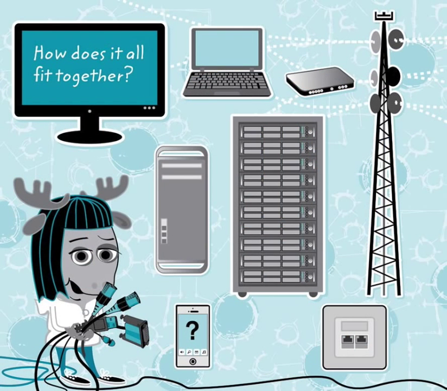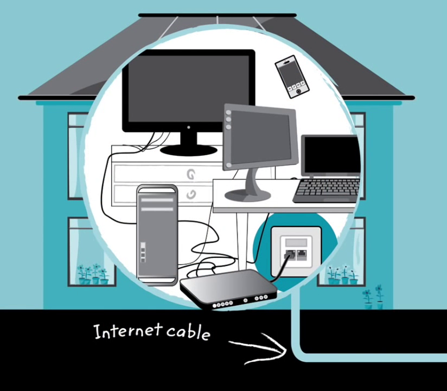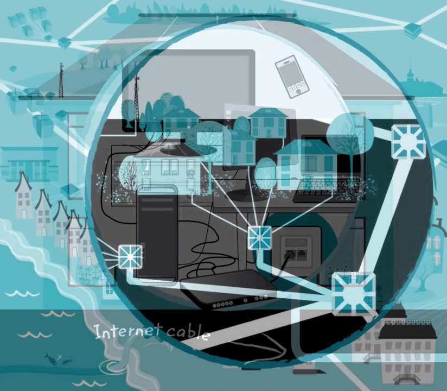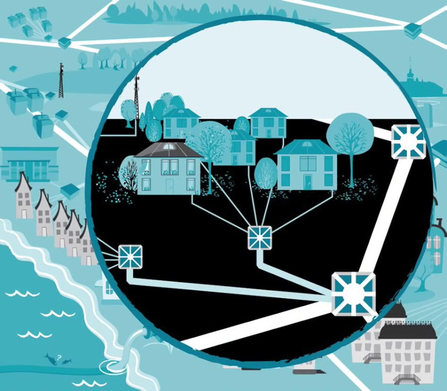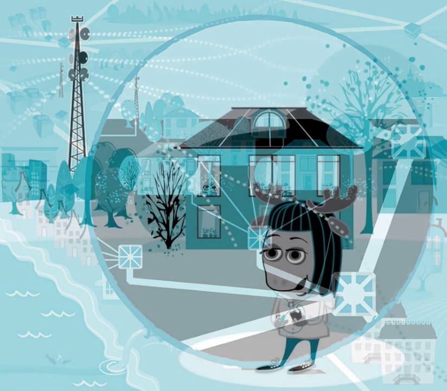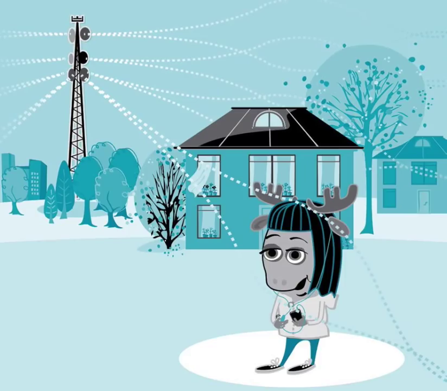Okay, but how does it all fit together? At home, you might have a small network without wires, but it is still connected to the internet by a cable. An internet cable. Usually, your home is connected to the internet by a wire that is buried in the ground to a cabinet where many wires are connected to a large internet cable. You can also connect with a mobile without wires, and then signals are sent to and from your mobile through a mobile mast, which is then connected to an internet cable. When you use the internet, your device is part of the internet network.